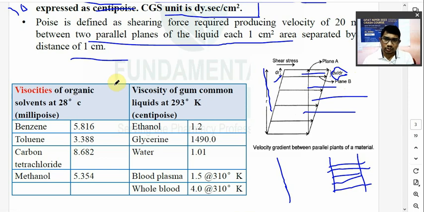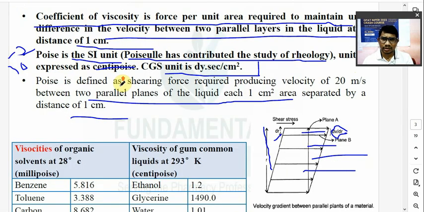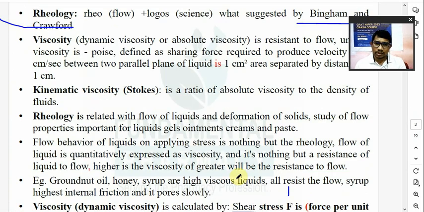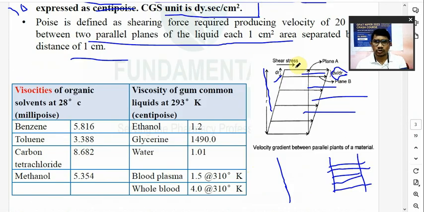So it is nothing but the shearing force required to produce a velocity of, not 20 meter, 1 centimeter per second. So it is the force required to produce a velocity of 1 centimeter per second between two parallel planes of liquid having 1 centimeter square area separated by 1 centimeter distance.